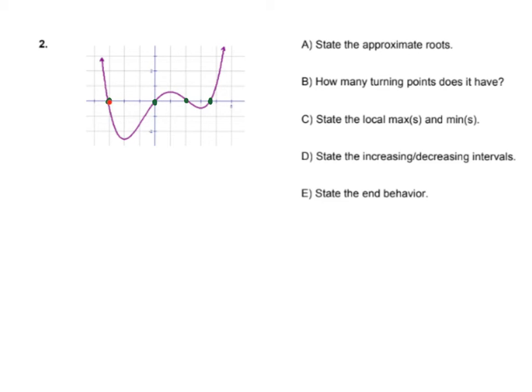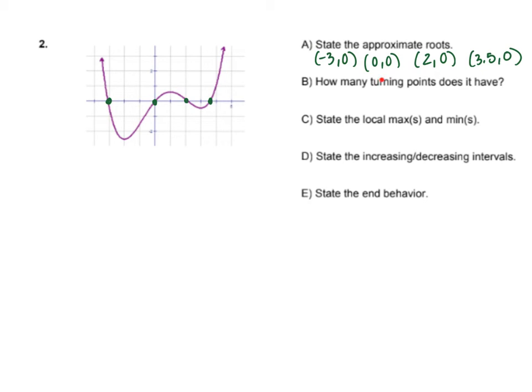So starting with this one is 1, 2, -3. So -3, 0. And then the next one looks like it's at the origin. And then the next one is 2, 0. And then this final one looks like it's between 3 and 4. So I'm going to call that 3.5.